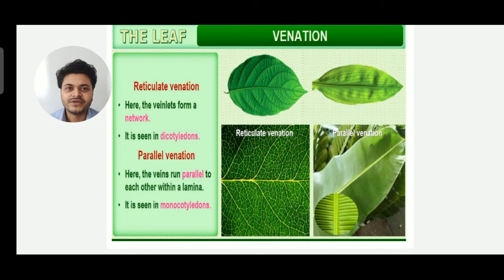Now in reticulate venation, veinlets form a network. It is seen in dicotyledons, as I have already said. In parallel venation, the veins run parallel to each other within a lamina. It is seen mostly in monocots. You can see the pictures nicely given. On top a reticulate venation leaf is given and below is a magnified view. Same for parallel venation, and a magnified view is given.